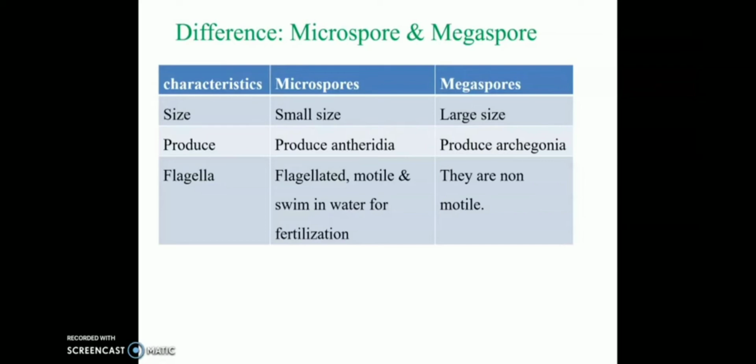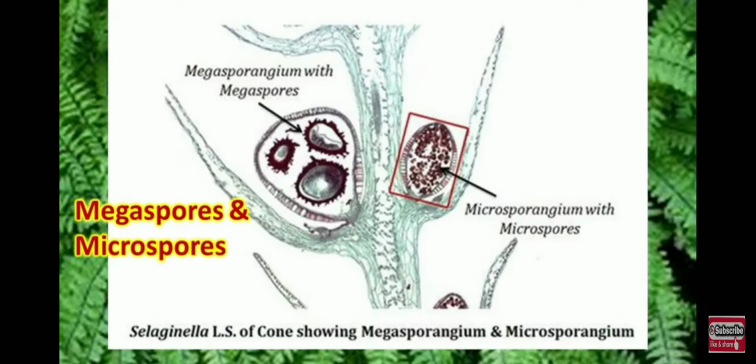Microspores are smaller in size, while megaspores are larger, and microspores produce antheridia, while megaspores produce archegonia. The flagellated sperms are motile and can swim in the water. Megaspores are non-motile. So this is a megaspore and microspore within the megasporangium and microsporangium, as seen in Selaginella.